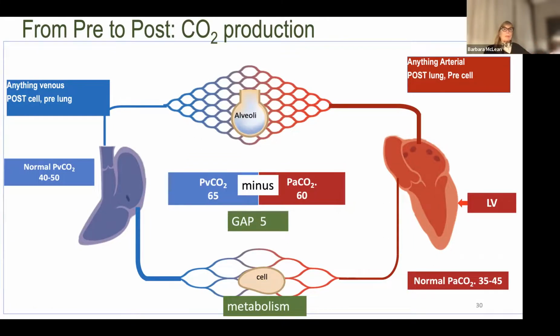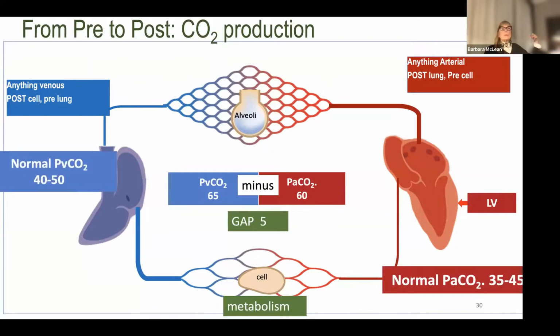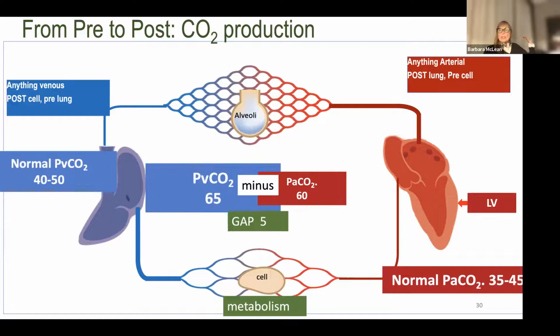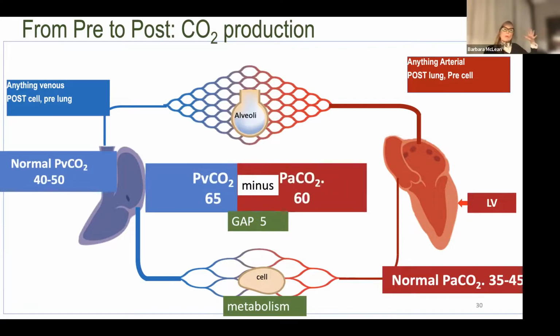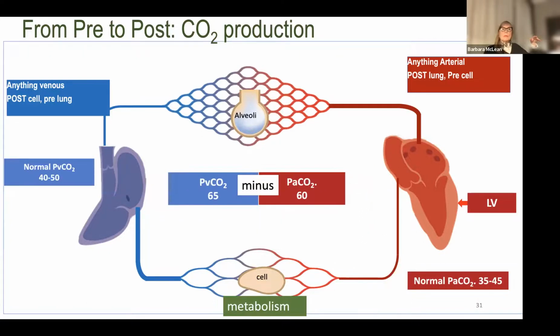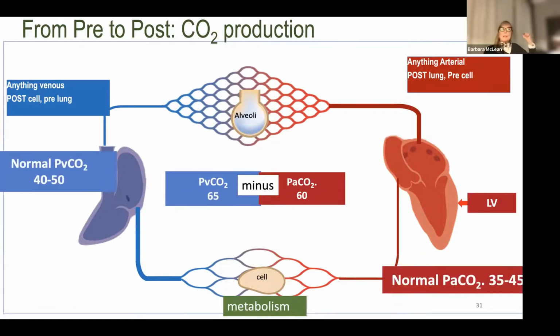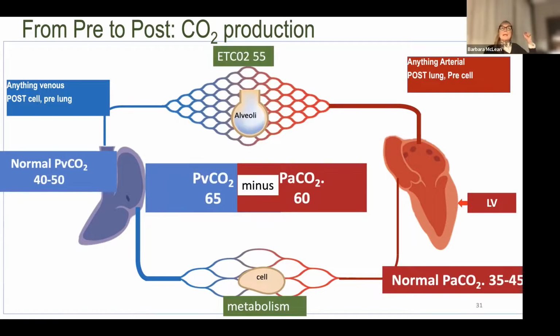Remember, I said his gap was 5, 65 minus 60, his gap is 5. Remember, his normal PaCO2 is 35 to 45, normal PvCO2 is 40 to 50. He's at 65 venous, 60 arterial, which gives him a normal gap. You have to look at his end tidal CO2. Sorry, I have to animate again. His end tidal CO2 is 25.